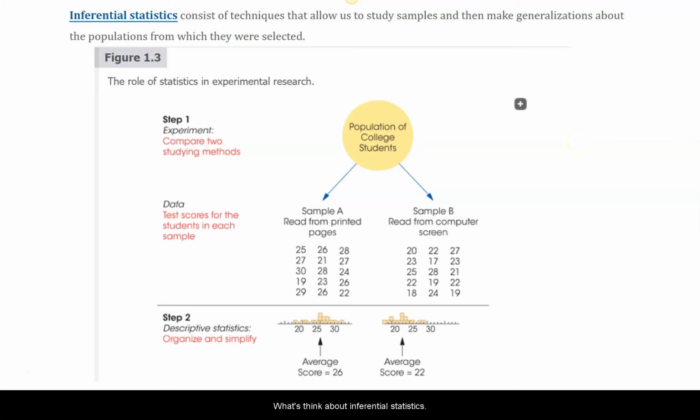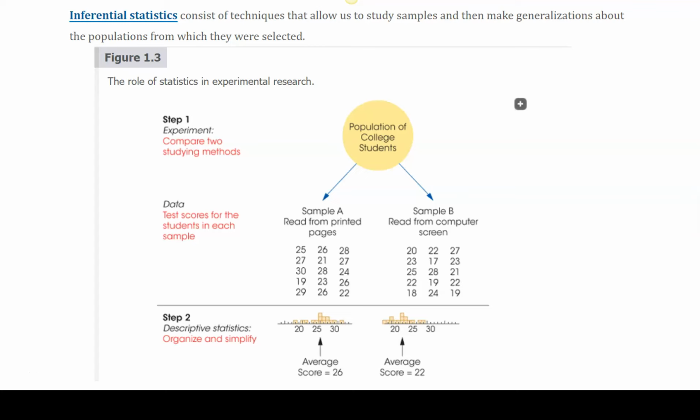Well, let's think about inferential statistics then. We spoke of the descriptive statistics, and that was the mean score of 26 versus 22 for the sample from printed pages versus the sample from the computer screen. Let's think about an inference. It consists of the techniques that allow us to study samples like these 30 people, 15 and 15, and then make generalizations about the populations from which they were selected.